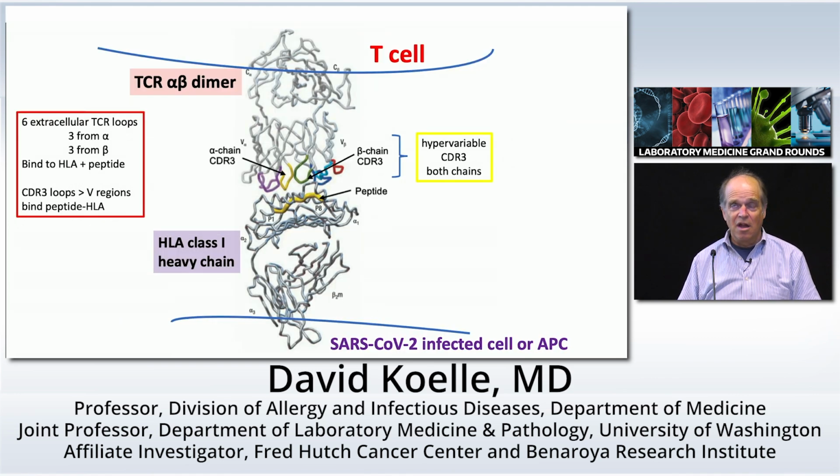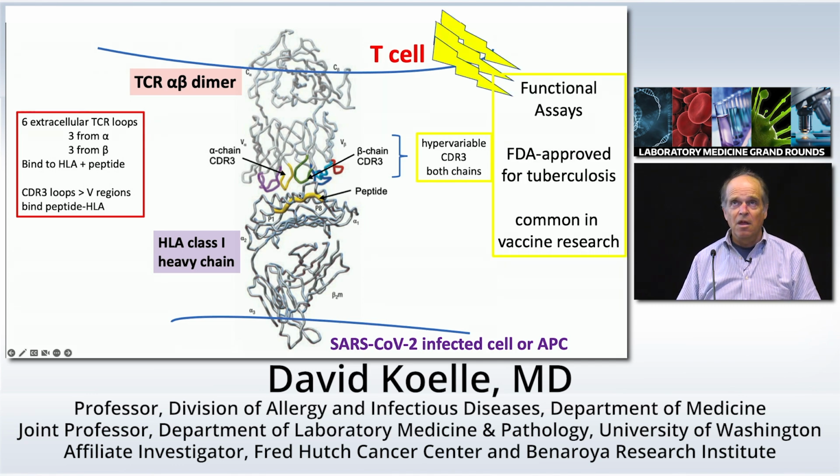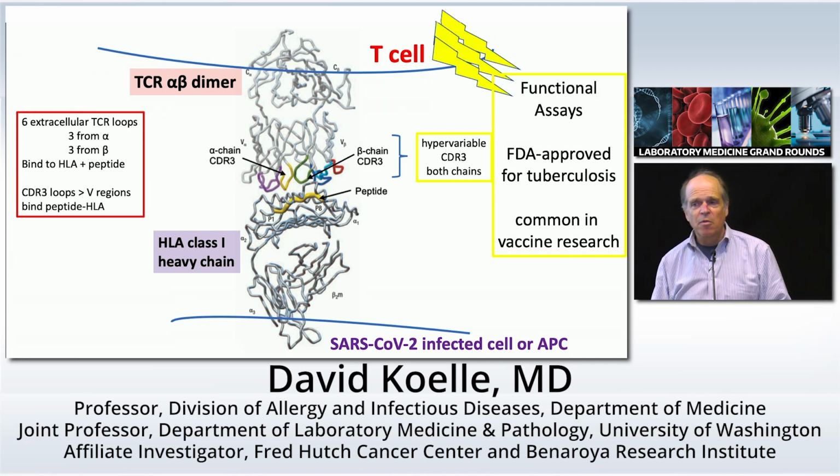So here we are again, and we've got these hypervariable loops drooping down from the T cell and interacting with the peptide and HLA. Maybe a little bit familiar to many of you, what we actually have for some FDA-approved tests are functional tests of the T cells. So, functional tests for T cell specificity. Just a brief refresher on that. And these are also very commonly used in vaccine research.